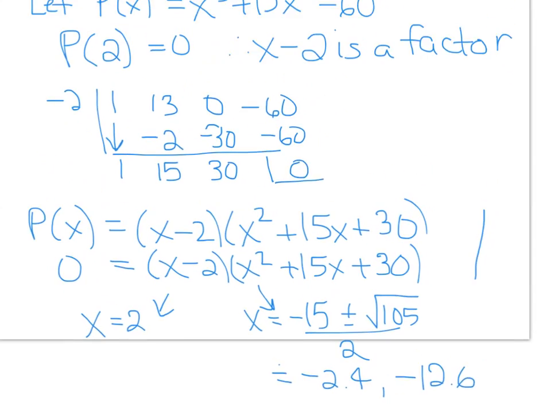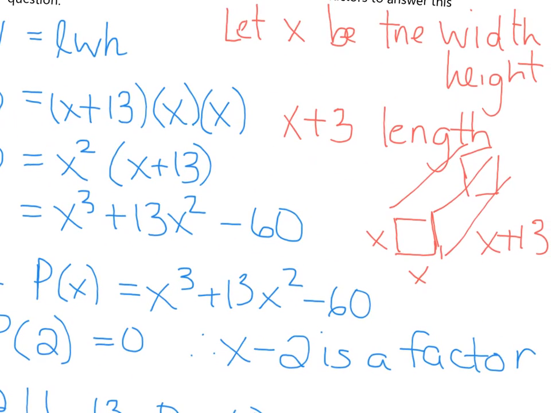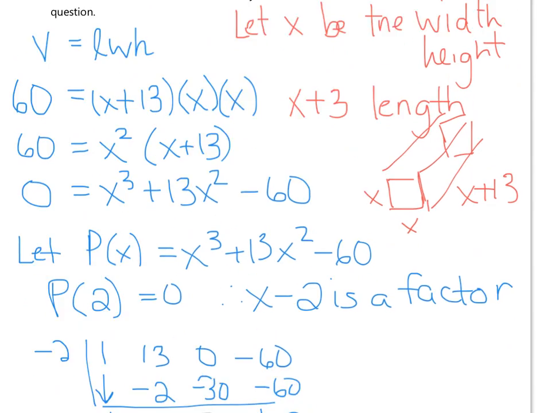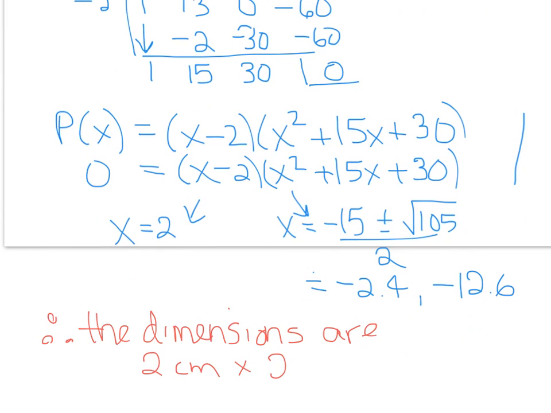So if we go back to our original let statements, we see that our box would be 2 centimeters by 2 centimeters by 15 centimeters, right? We're going to omit those negative ones because they make no sense in this particular case. So let's go ahead and just write a therefore statement. Therefore, the dimensions are 2 centimeters by 2 centimeters by 15 centimeters.